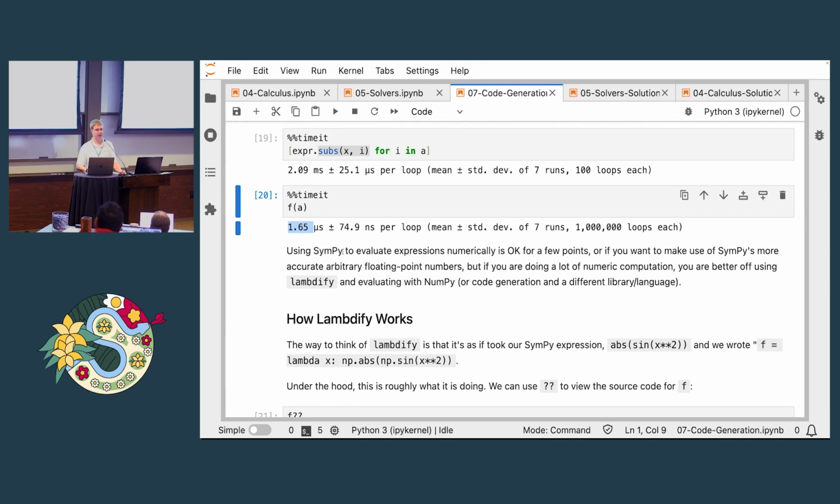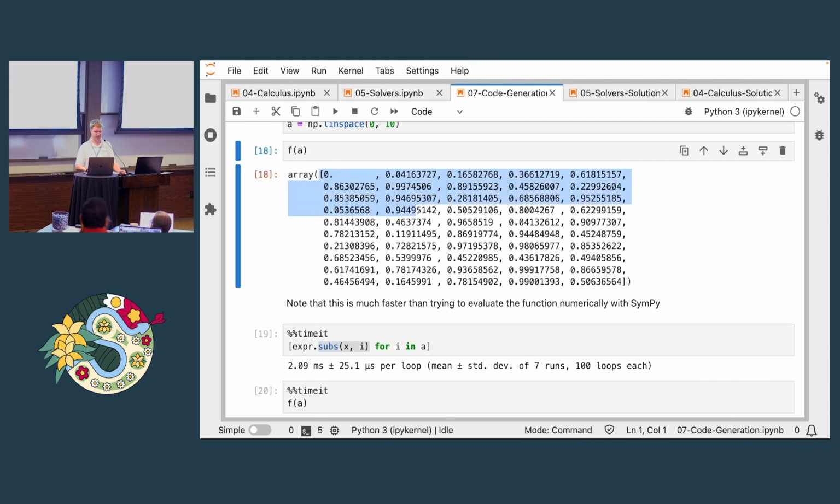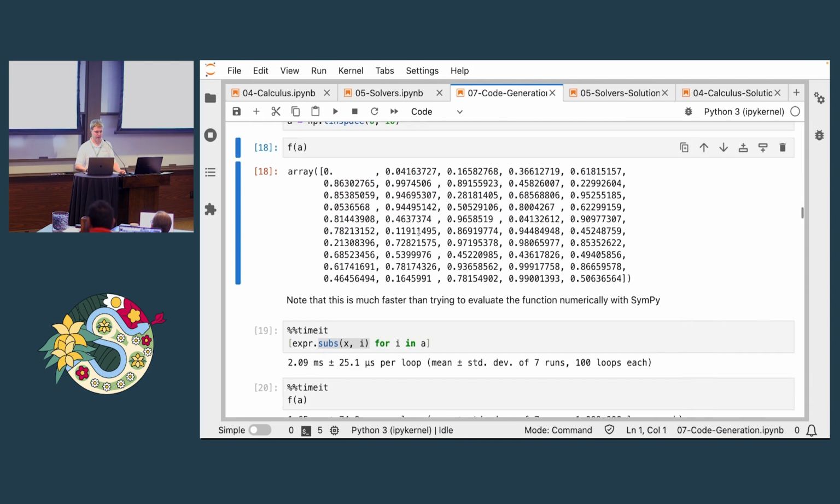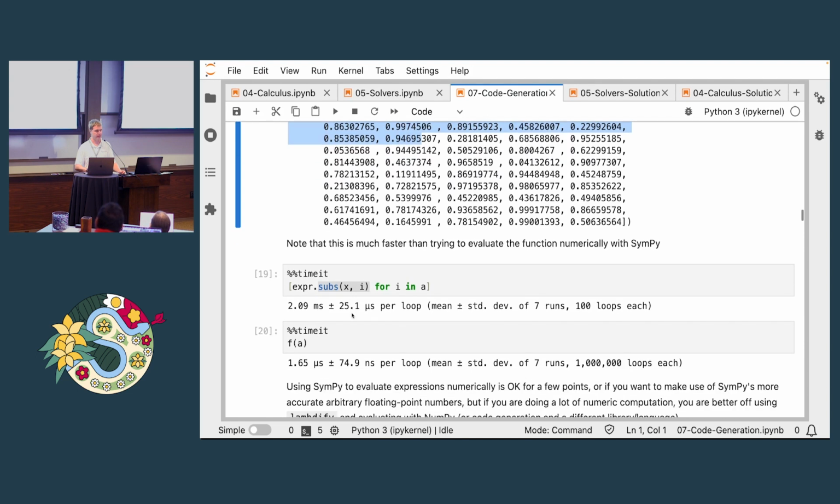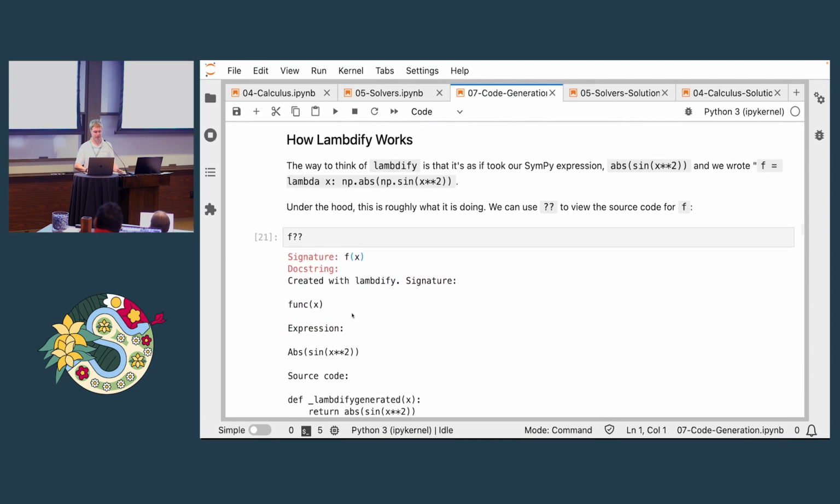So if you want to evaluate a function at a lot of different points, basically on an array of points, you should use NumPy to evaluate that with that array of points, and then use lambdify to convert your SymPy expression into a NumPy function.